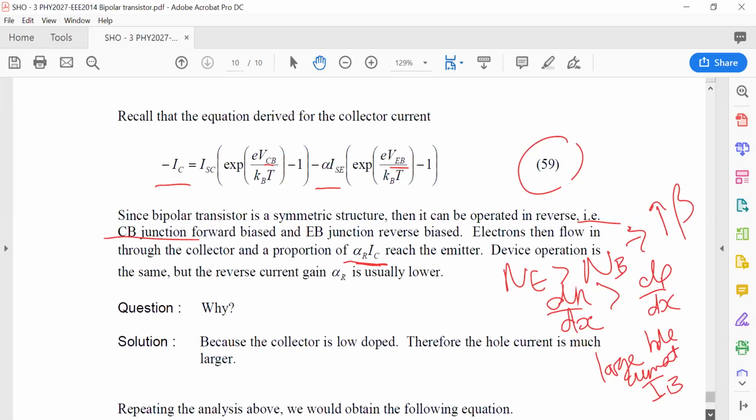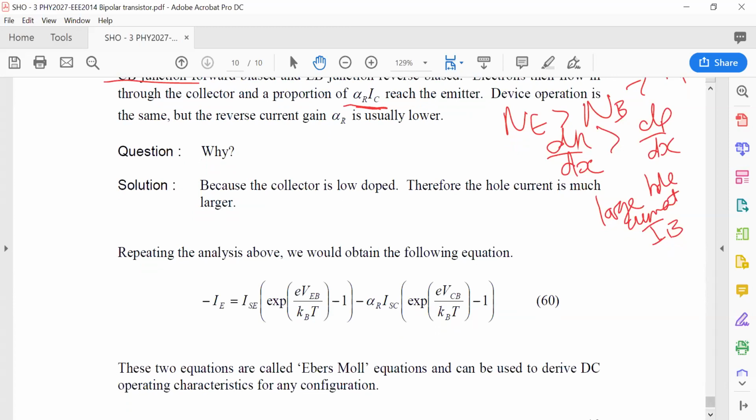So these long equations, you can do it the other way around. So you apply the forward bias to the collector base junction, and you get this instead. The electrons are going to go from the collector to the emitter, or some of them will. But what will happen is you'll get a much lower current gain. But together, we call these the Ebers-Moll equations. And from this, you can look at how the devices can be operated in various configurations.